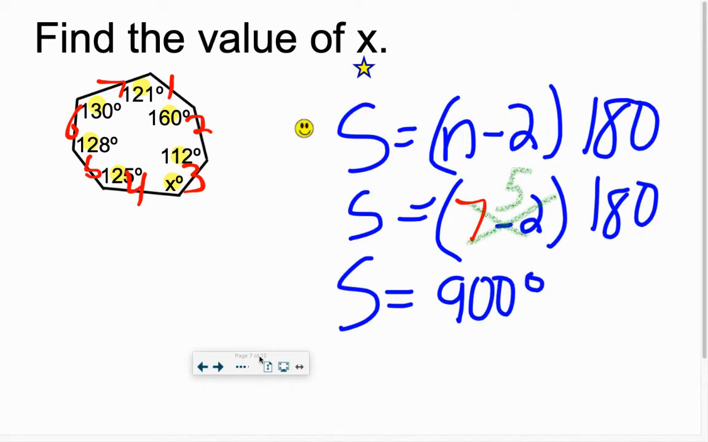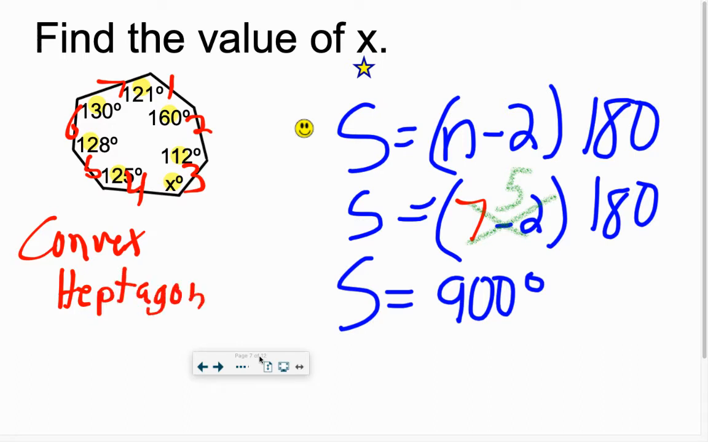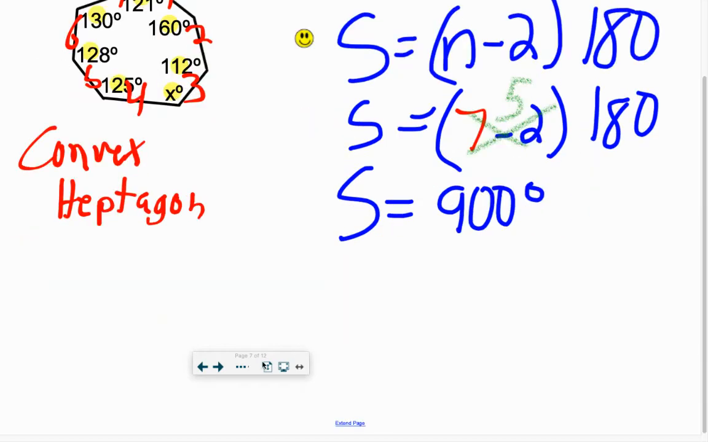Awesome. So the sum of all the angles in a convex heptagon, because it's 7 sides, so that's a heptagon, are 900 degrees. That's not what it asked. It said to find the value of x. So if you know everything adds up to 900 degrees, then let's add it all up to 900 degrees. When we do that, that's where you're going to start.